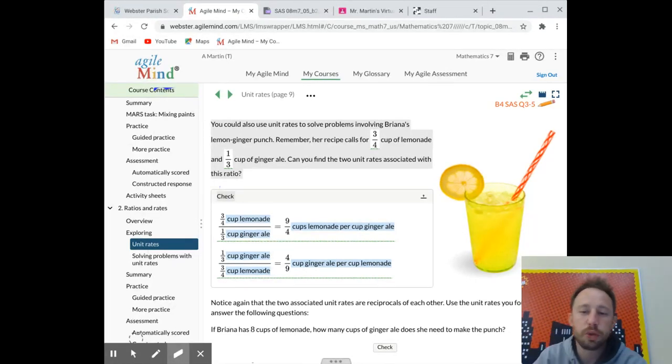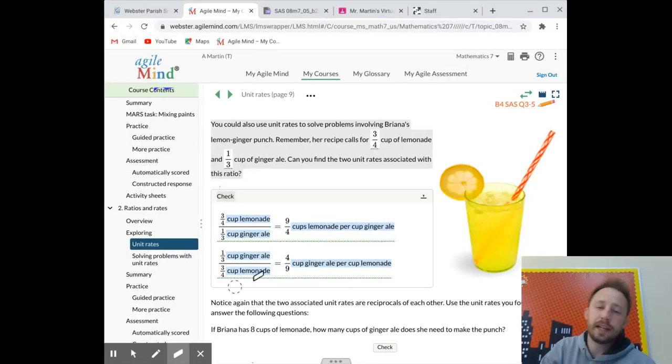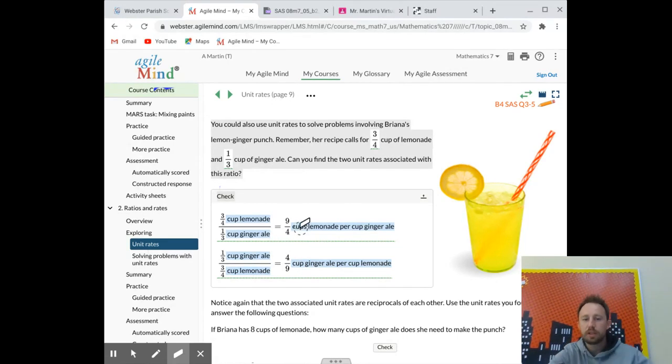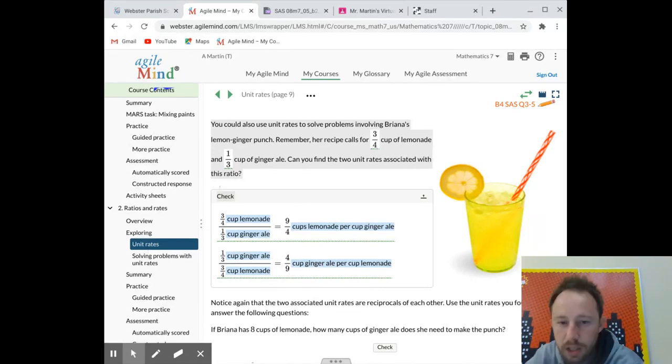So it says you use the unit rates to find the answer to the following questions. All right. So we're going to use these unit rates. It says if Rihanna has 8 cups of lemonade, how many cups of ginger ale does she need to make the punch? All right. So I haven't heard from some people. Let's go with Keegan. Keegan, what do you think we need to do?